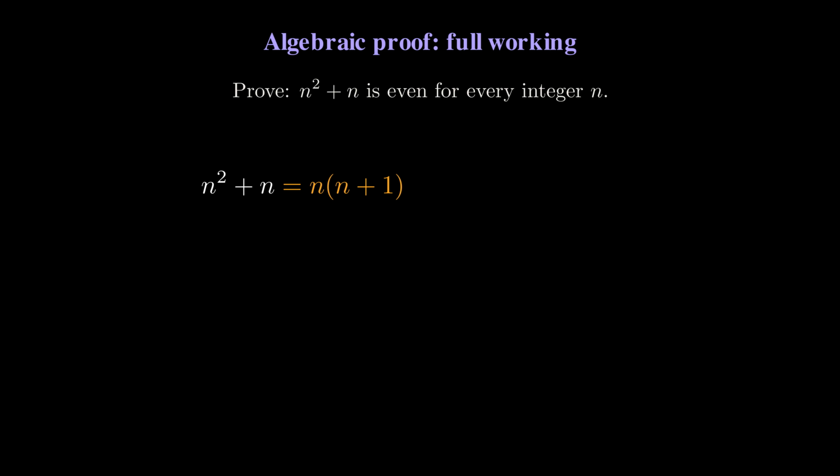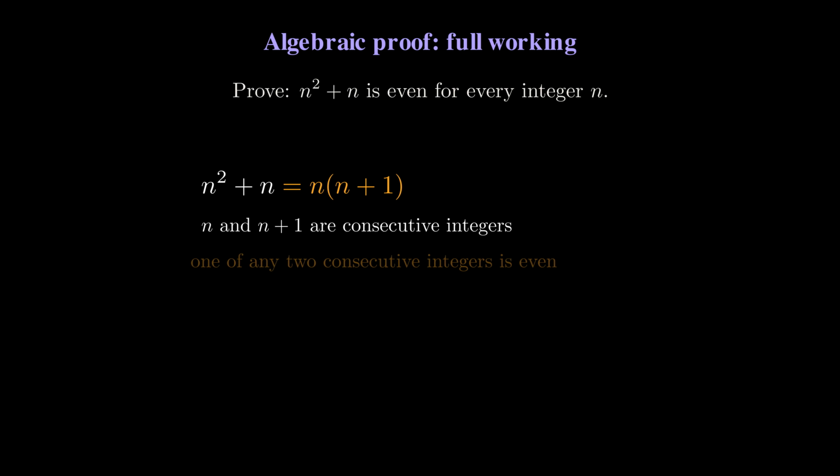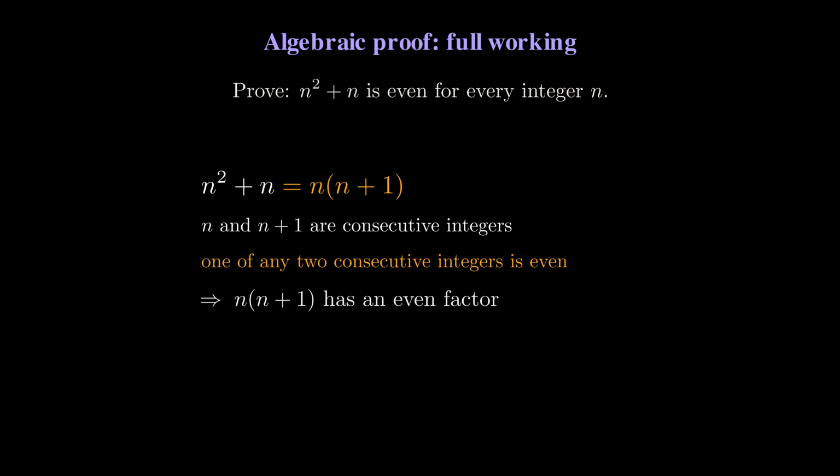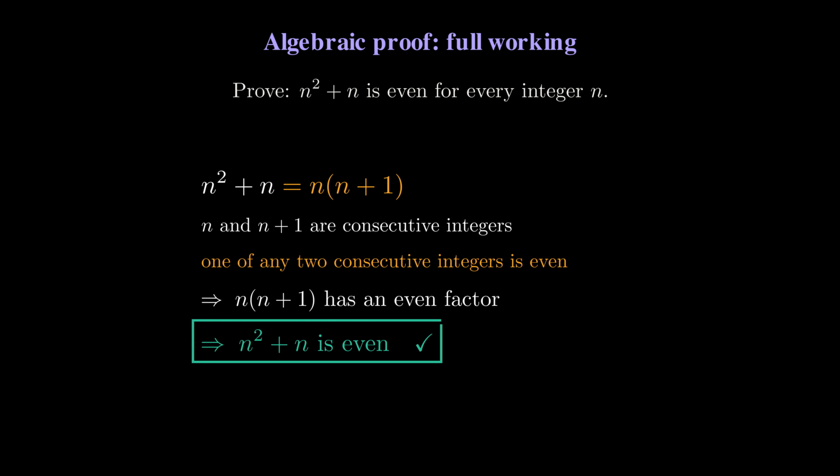Suddenly the structure is doing the work for us, because n and n plus 1 are consecutive integers, 2 whole numbers in a row. And of any two consecutive integers, 1 is always even. So the product n times n plus 1 always contains an even factor, which makes the whole product even. Therefore, n squared plus n is even for every integer n. Notice each line is a justified step. And we finish with a clear concluding statement.